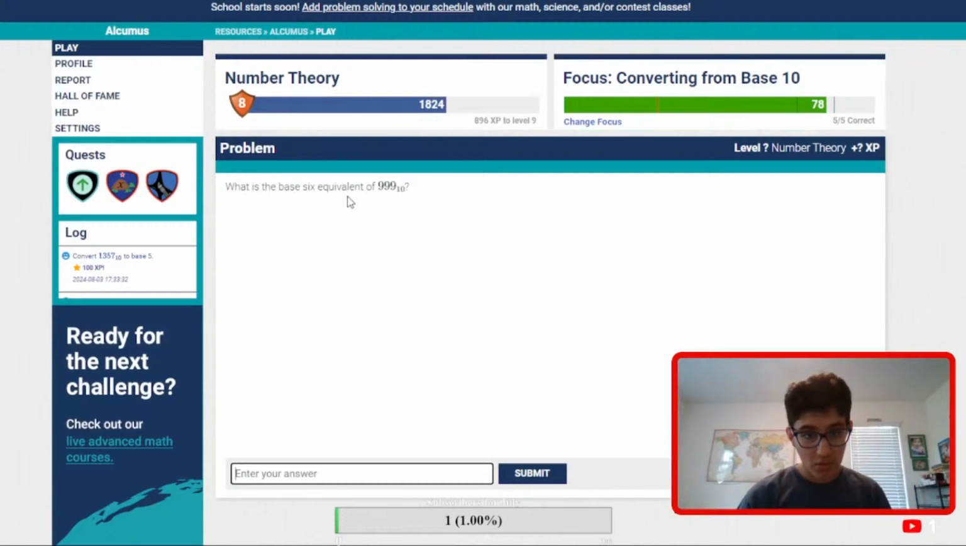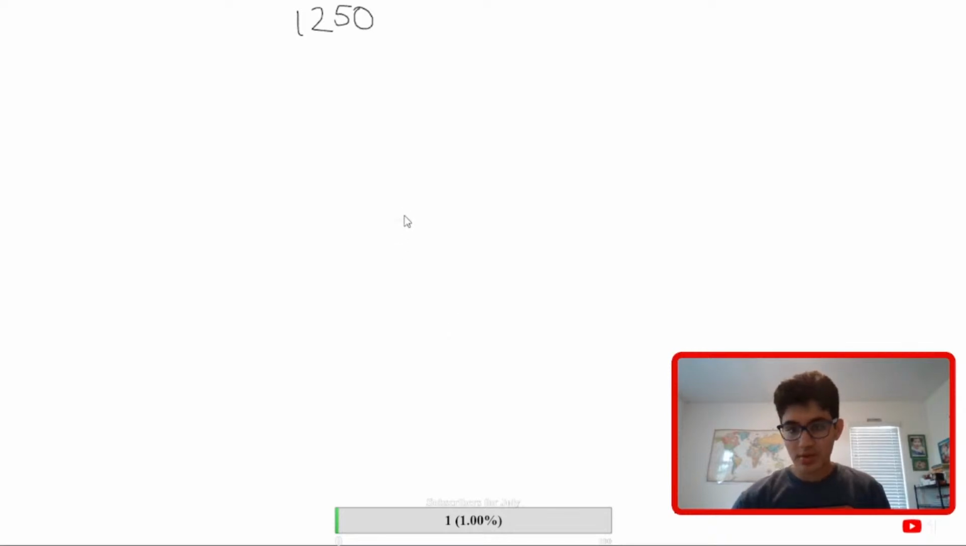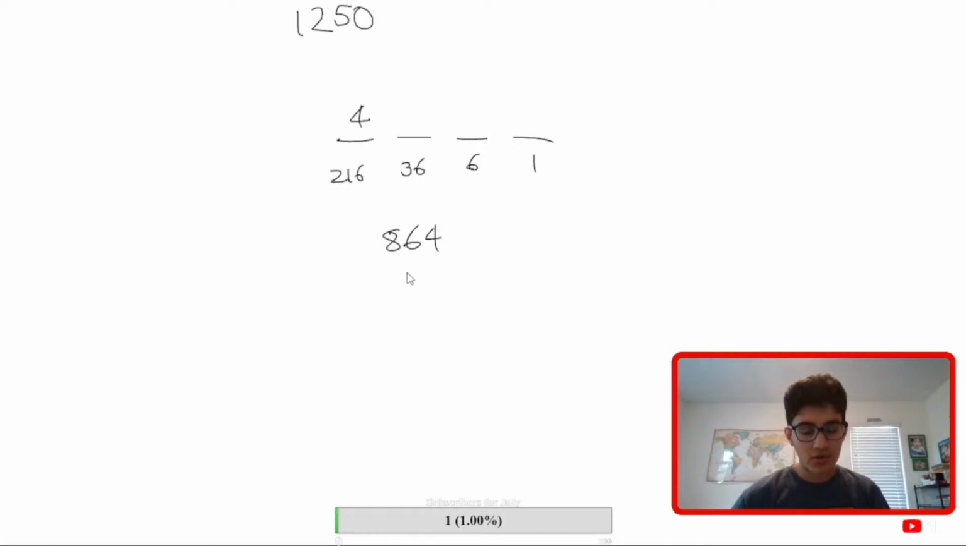Great. One more. What is a base 6 equivalent of 999? So this is again pretty similar. We'll go for 4 digits here. This is 216. This is 36. This is 6. This is 1. So we'll need 4 of these. That'll give us 864. What's left over is 133, right?